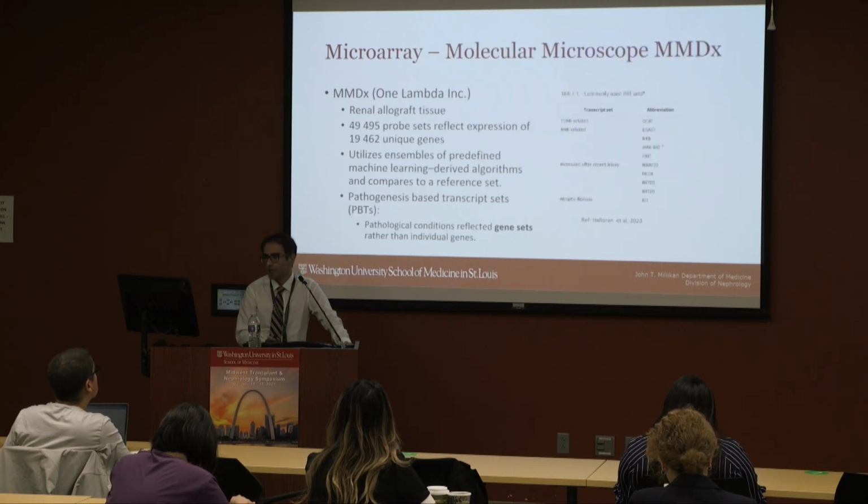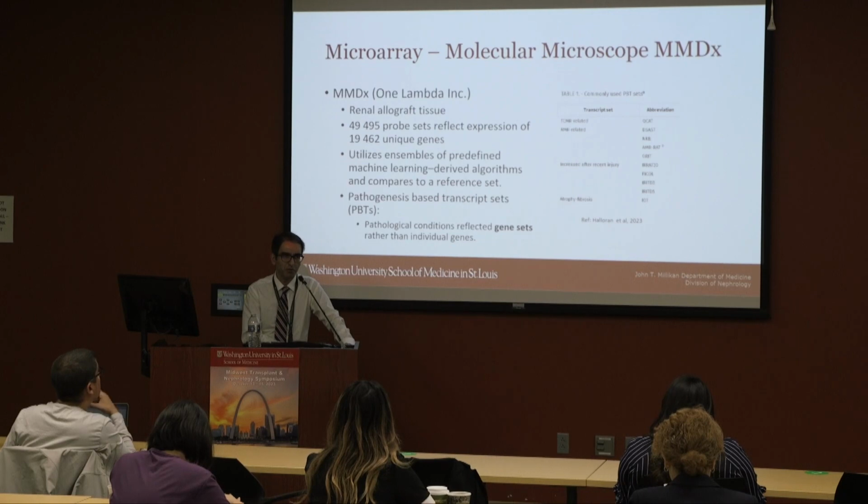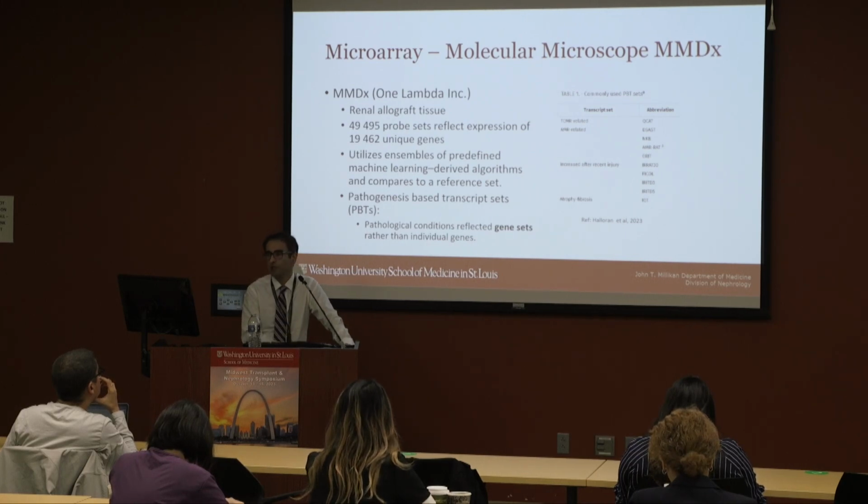And then the other big hit on the block, microarray-wise at least, is the molecular microscope by Phil Halloran in Edmonton and produced by One Lambda. In contrast to K-sort, this actually utilizes renal allograft tissue. And as you can see, it's a lot more probes, a lot more genes, something like 19,000 odd. And it utilizes ensembles of predefined machine learning algorithms and compares that to a reference set.